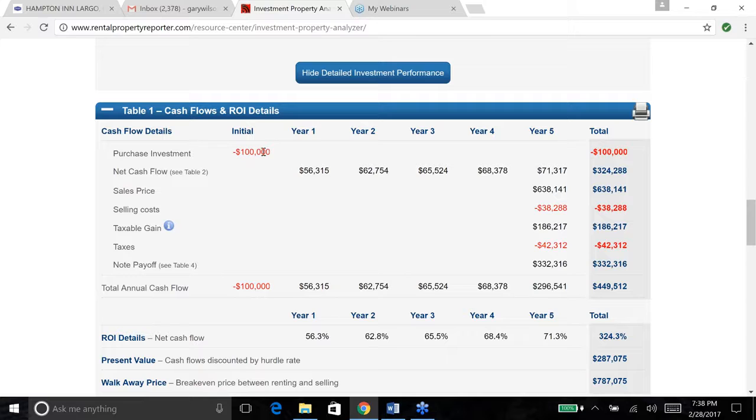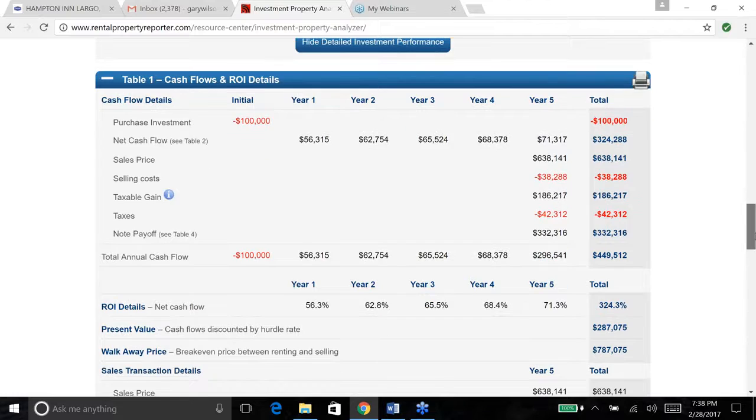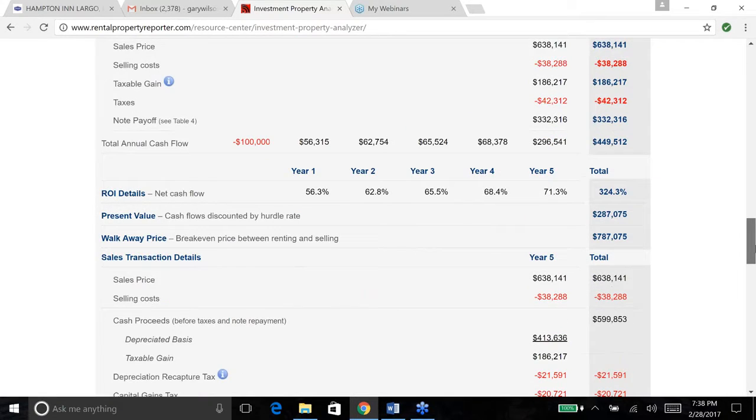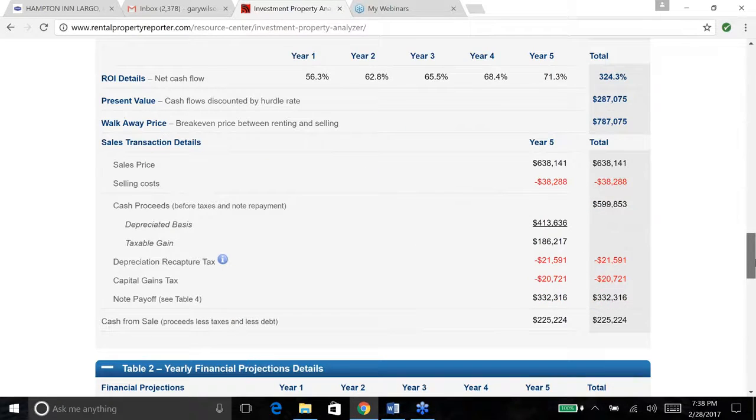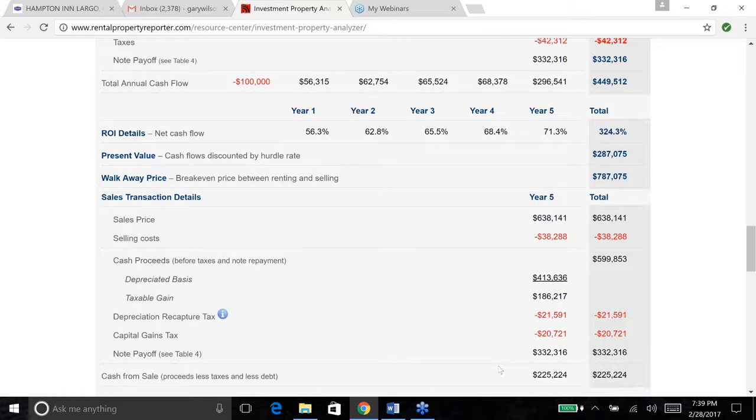Okay, so initially $100,000 down, purchase investment. That's your total annual cash flow the first year. Initially you're minus $100,000. That's what you're out. Then you've got to regain that. Bottom of table 1. Okay, yeah, cash from sale. So this is literally your walk away cash in your pocket, Glenn.